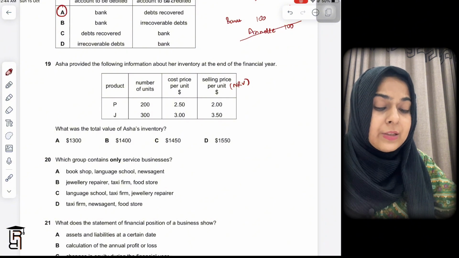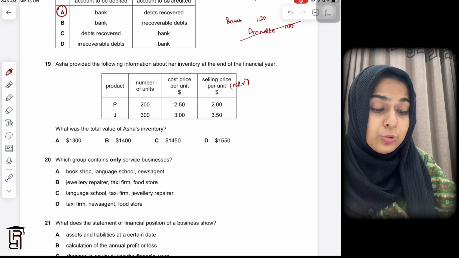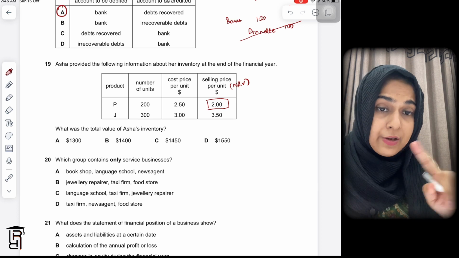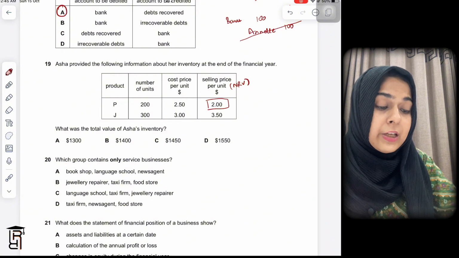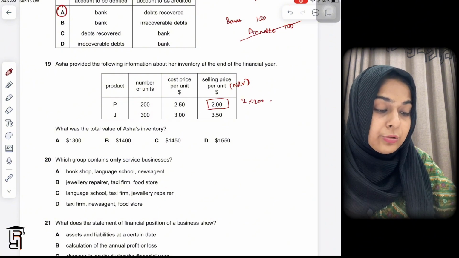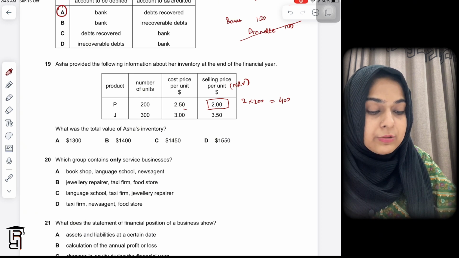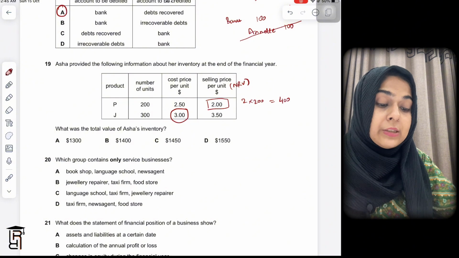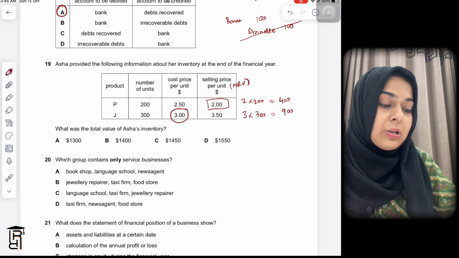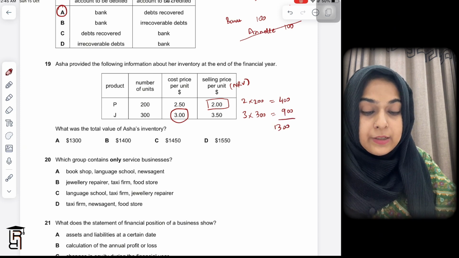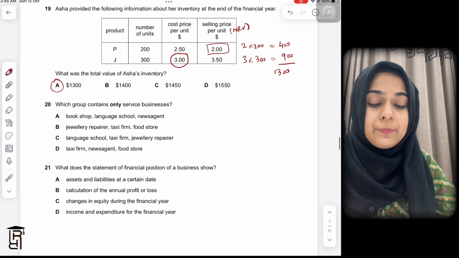So if product P was, let's say, 2.5 cost and the selling price is $2, you need to select $2, whichever is lower. So if cost is low, you select cost. If NRV is low, you select NRV. So 2 into 200 is going to give you 400. That is the total value of inventory for product P. And then for product J, you need to select $3 because $3 is lower than 3.5. So 3 into 300 is going to give you 900. So now the total of your inventory is basically 1300. So the answer is A.